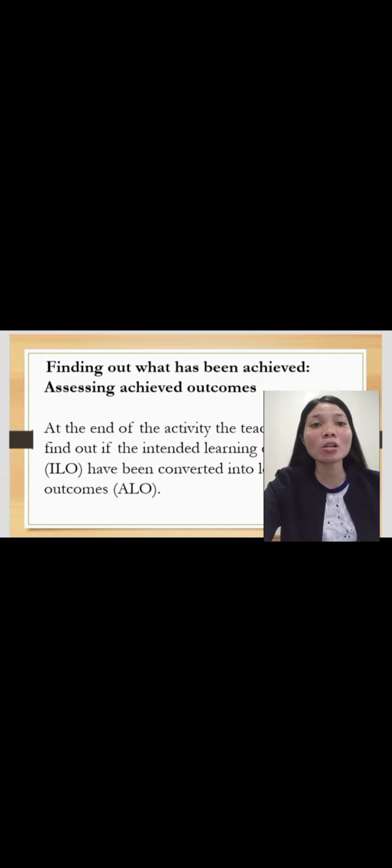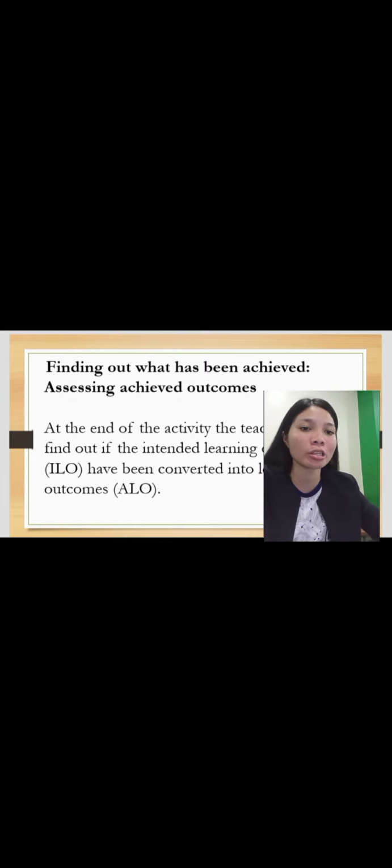So that's all. And now let's continue with finding out what has been achieved, or assessing achieved outcomes. So at the end of the activity, the teachers will find out if the intended learning outcomes have been converted into learning outcomes, or ELO. So this column, finding out what has been achieved, or assessing achieved outcomes, comes after the end of the lesson, to see if the intended learning outcomes, or the learning outcomes, have been achieved.